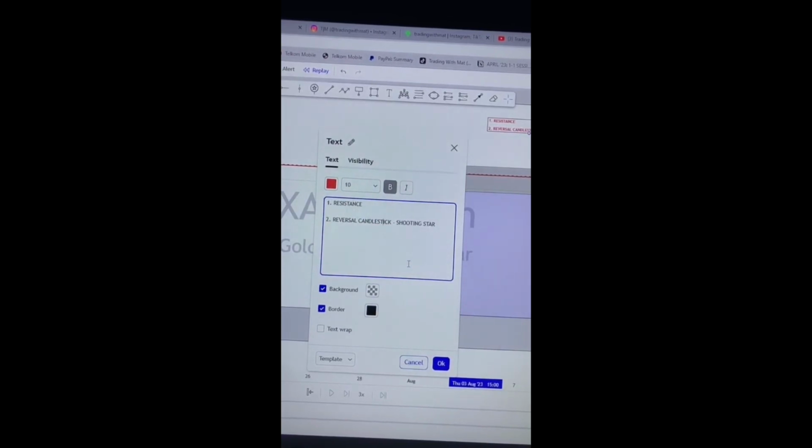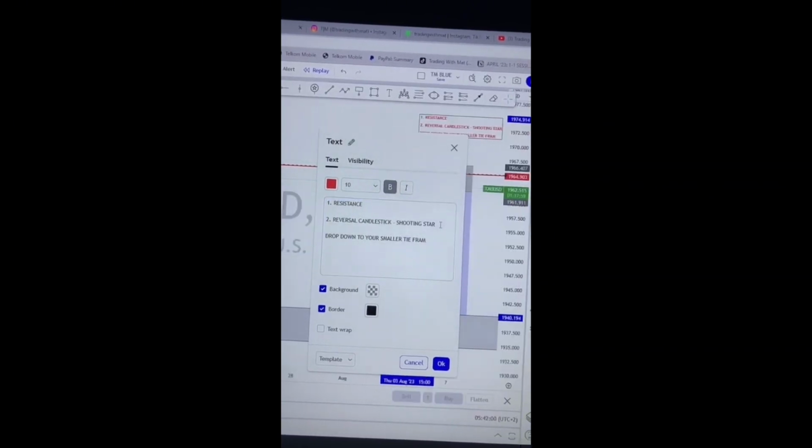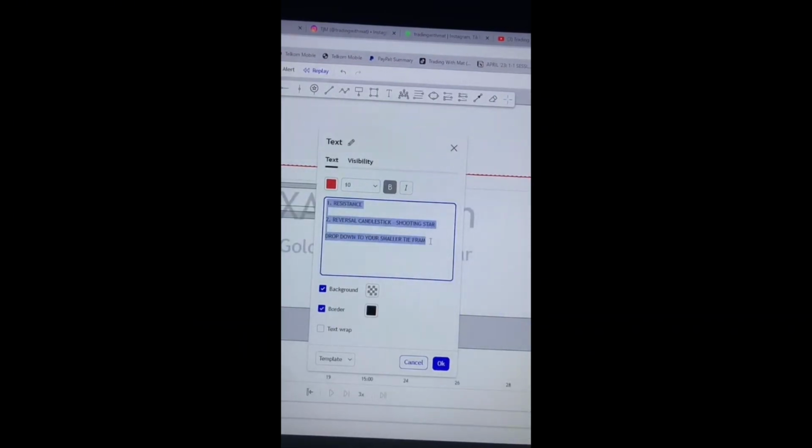Okay, candlestick, shooting star. So now you've got a resistance, okay? You've got a reversal candlestick. You've got 2 reasons to enter. Now, what are you going to do? You're going to drop down to your smaller time frame. You're going to go to the 1H.